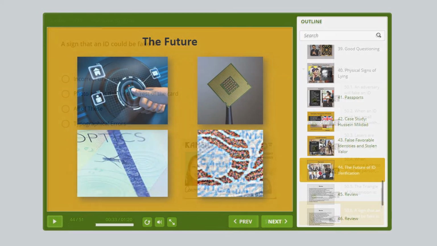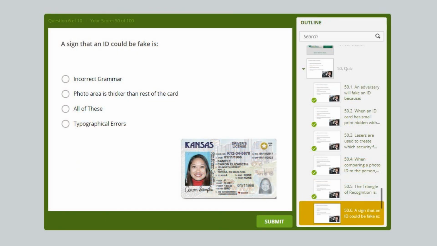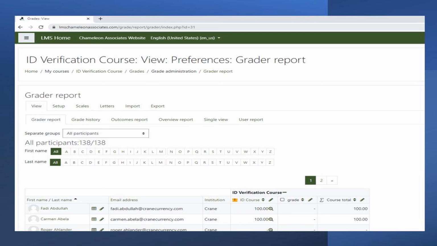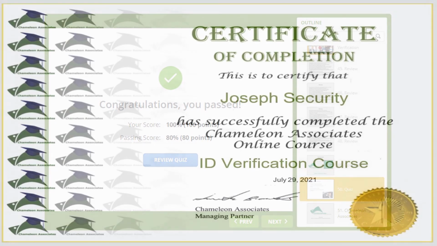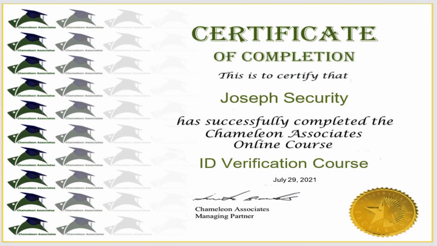As always, your security personnel will get a quiz at the end of the course to test their knowledge, and with Chameleon's state-of-the-art learning management system, as an account administrator, you can check the student's progress and test results at any time from your computer or phone. When finished and with a passing score on the quiz, students are allowed to print out a certificate of successful completion.